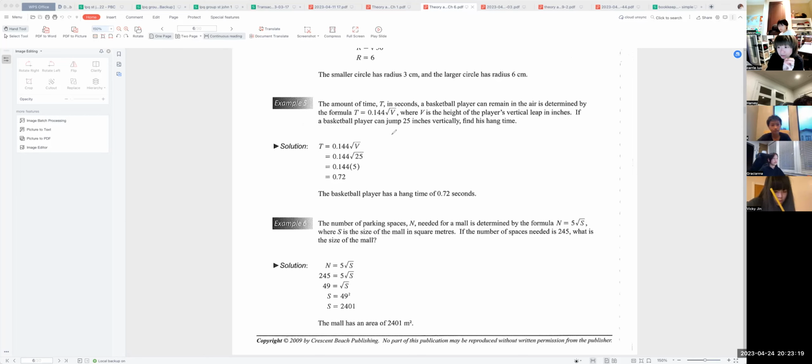Okay, Graciana? So let's take a look at this one. The amount of time t in seconds a basketball player can remain in the air is determined by the formula t equals 0.144 square root v, where v is the height of the player's vertical leap in inches. Okay, Kelvin? Because I know you're a basketball player, right? So this question is actually very important for you.